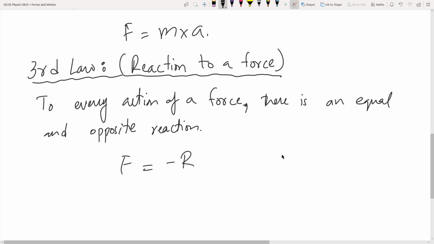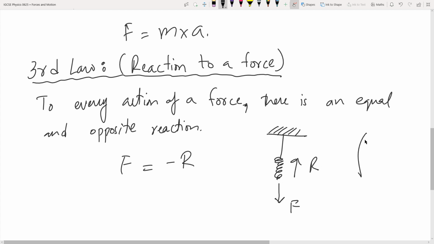So let's just say there's a spring, right? Let's take the example of a spring. You pull it down with a force, then definitely the reaction is going to be the other way around, right? The spring will try to react in the opposite way to your applied force.